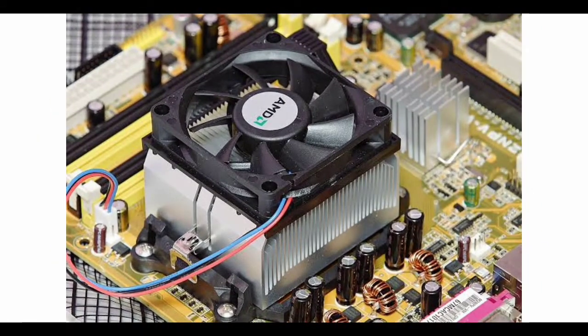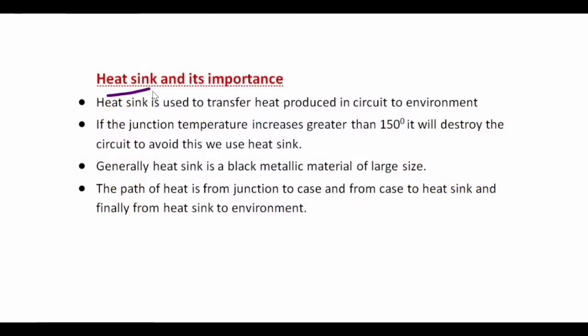The heat sink is a device that absorbs the heat that is produced in the circuit, and that is the main importance of the heat sink. A heat sink sinks the heat into the environment, and this decreases the temperature throughout the circuit. And what is a heat sink?